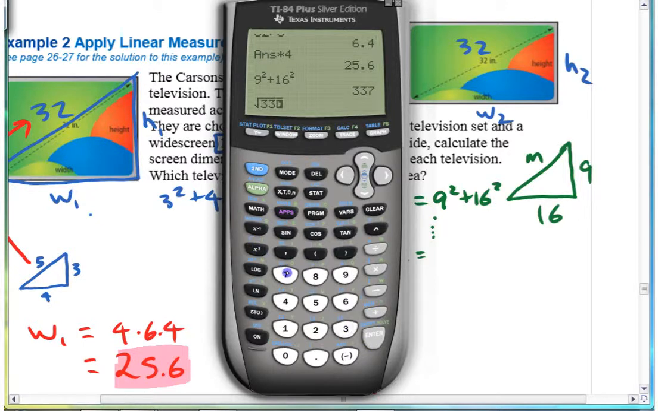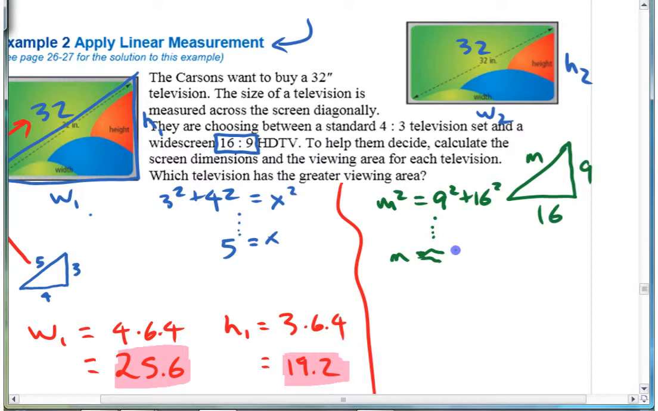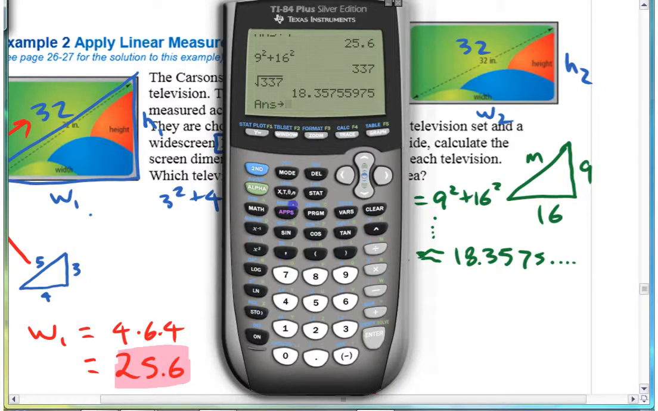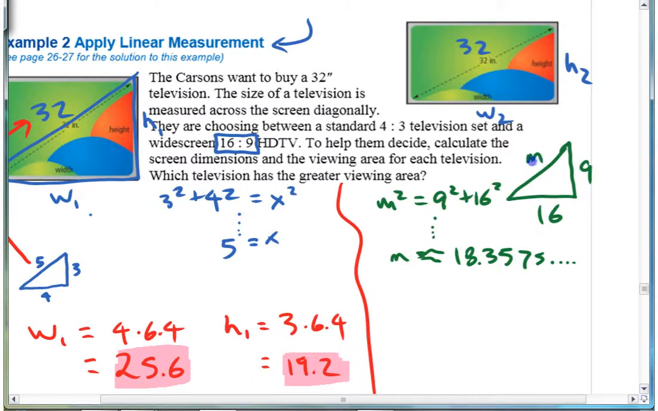Square root of 337. This number that's not so nice, 18.35 blah blah blah, 3576, let's call it. This is roughly 18.3576. I'm going to save that number here. I'm going to store this as M because that's what I called it. Then I can use that number again.